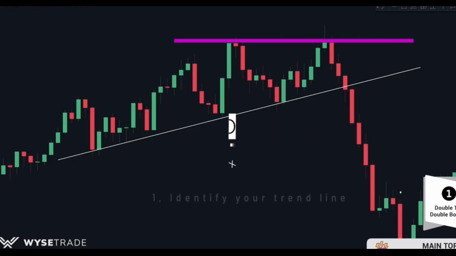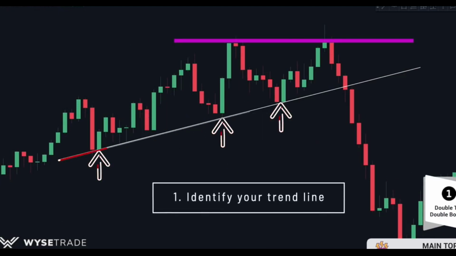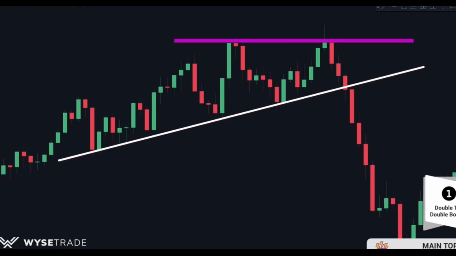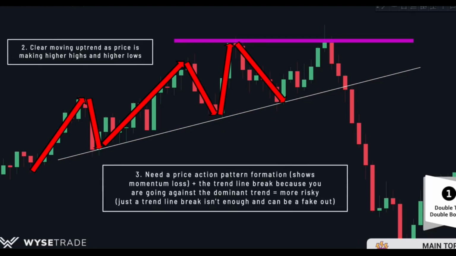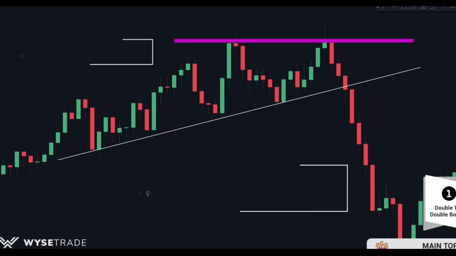So let's start with the first, which is the double top or double bottom right before a trendline break. You first identify your trend line through these points here. Now, this is a clear moving uptrend. And the reason you want to identify a reversal price action pattern right before a trendline break is because you are going against the dominant uptrend. What this means is just a trendline break can often be a fake out. So we like to pair a reversal pattern as an early signal of a possible big picture trend change, but then to pair it with the trendline break as confirmation.